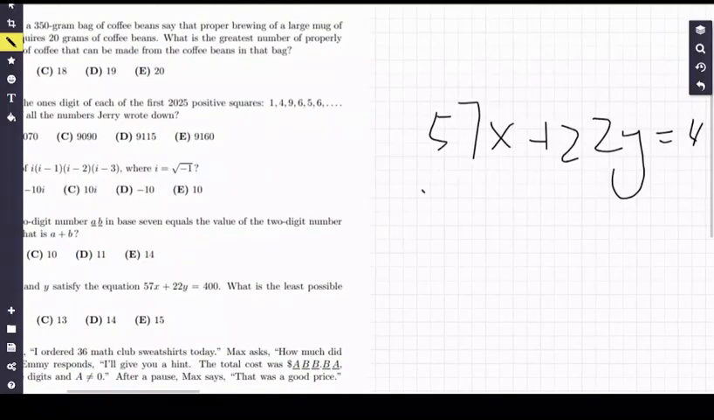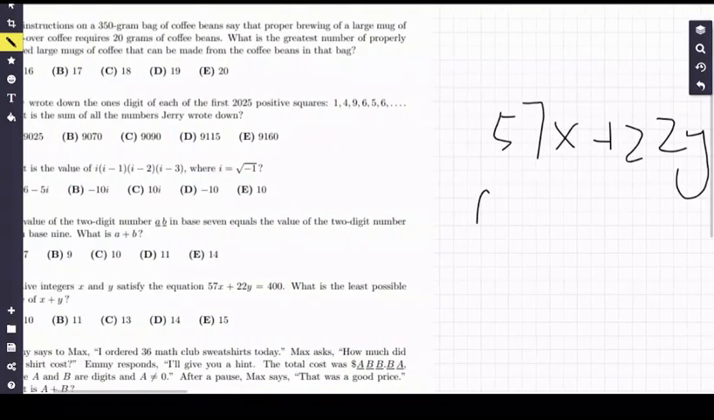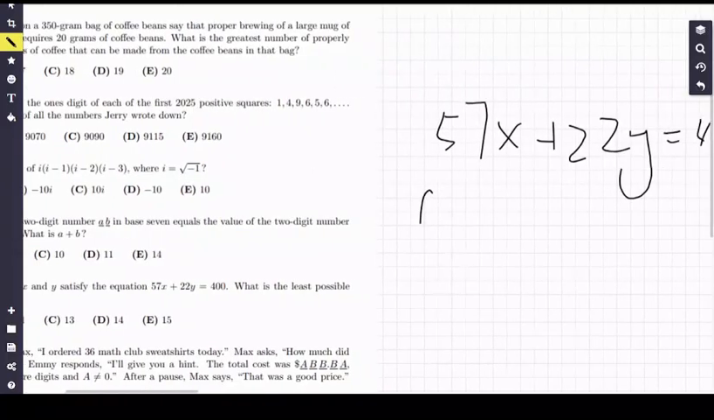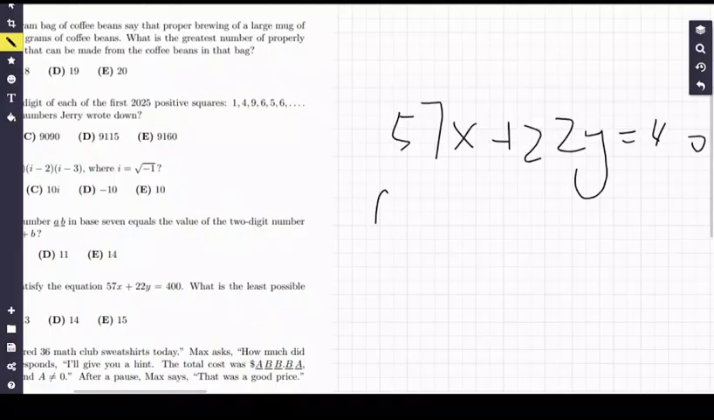So when you try 1, you'll realize that you're going to get 57 plus, sorry, 400 minus 57, you're going to get 343 divided by 22. And you know it's most definitely not divisible because there's no way you're going to multiply 2 to get 3. So we know that's not divisible. So let's go ahead and try 2. So when you have 57 times 2, you're going to get 114. And that is equal to 400 minus 114, 286.